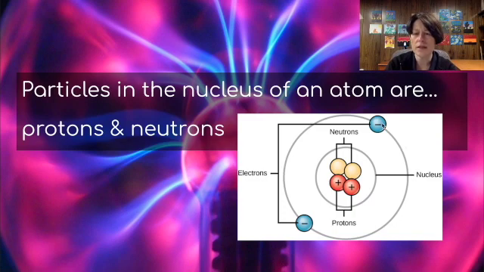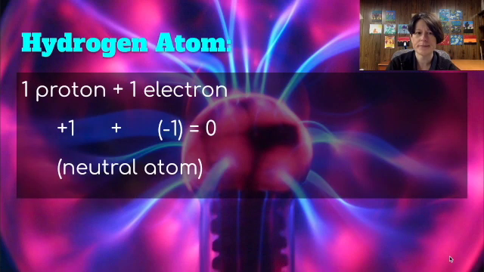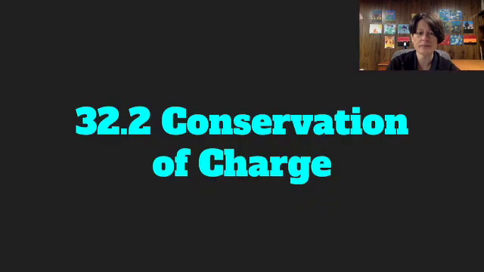And notice here, this is a helium atom. Two protons, so two positive charges, are balanced out by two negative charges from the electrons, and so that makes this whole atom neutral. And if we take a look at a hydrogen atom, it has one proton and one electron. So a positive one charge and a negative one charge is zero. That makes a neutral atom. So atoms are neutral as long as the numbers of protons and electrons are the same.